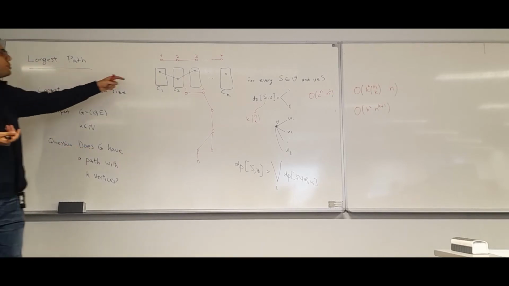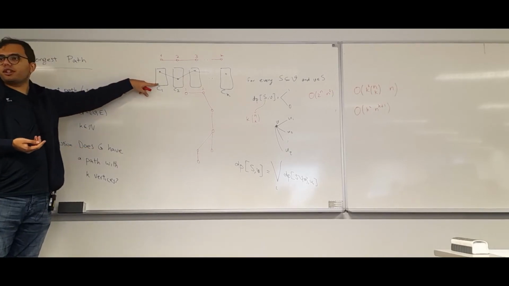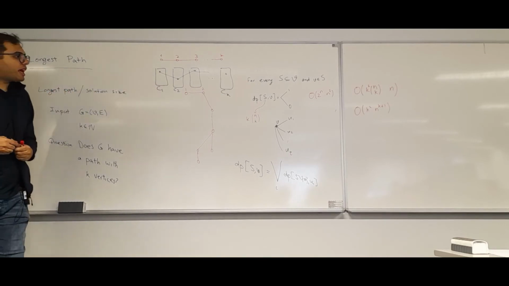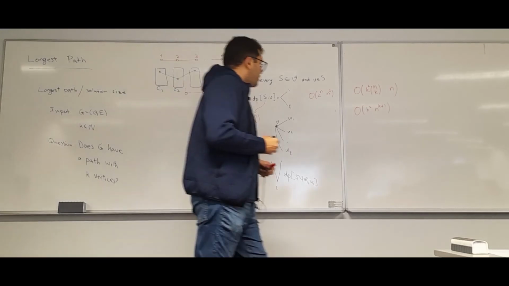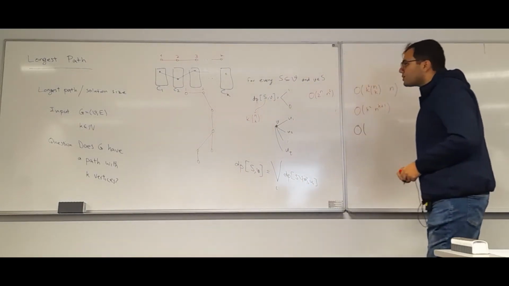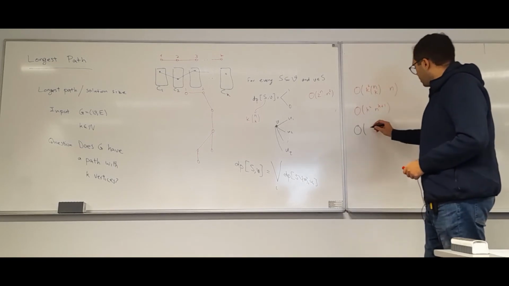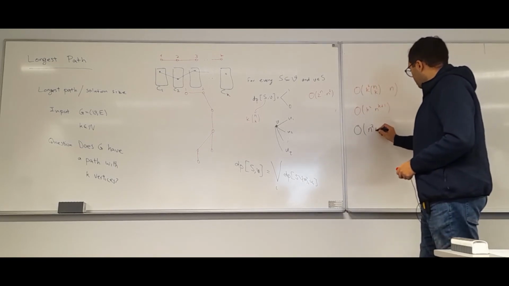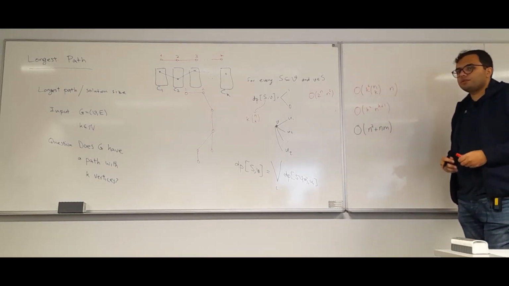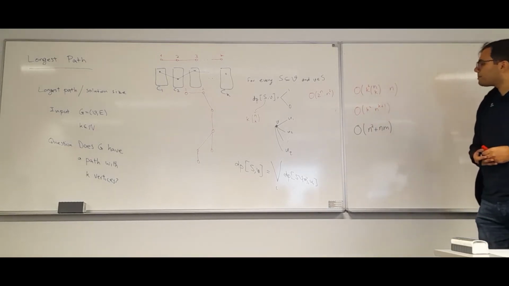And of course, I have to do this for every vertex of color 1. I have to do a DFS from any one. So I'm doing at most n different DFS operations, and that's going to take me order n squared plus nm, because each one of the DFS operations took n plus m. Okay?